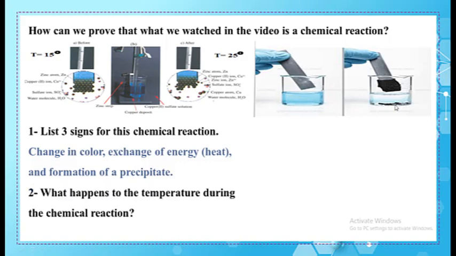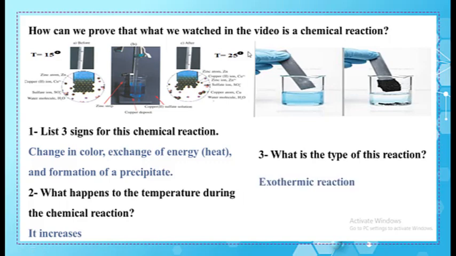Number 2, what happens to the temperature during the chemical reaction? As you see here, the temperature at the beginning of the chemical reaction was 15 degrees, then it becomes 25 degrees. So it increases. Number 3, what is the type of this reaction? As you remember, when a reaction releases heat, it's called an exothermic reaction, and when a reaction absorbs heat, it's called an endothermic reaction. As you see here, the temperature was 15 degrees, then it becomes 25 degrees, so there is release of heat, so the type of reaction is exothermic.